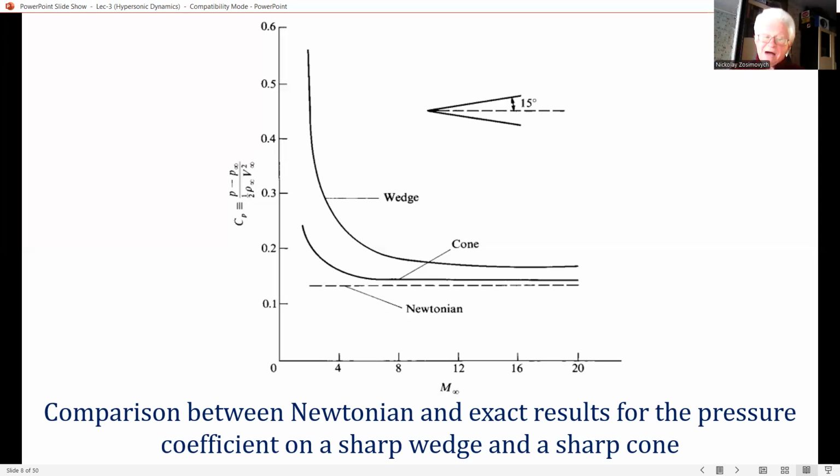This is an example of the Mach number independence principle to be discussed in a future lecture. There we will see that a number of properties in hypersonic flow, including Cp, lift coefficient, wave drag coefficient, and moment coefficient, become relatively independent of Mach number at high Mach number.